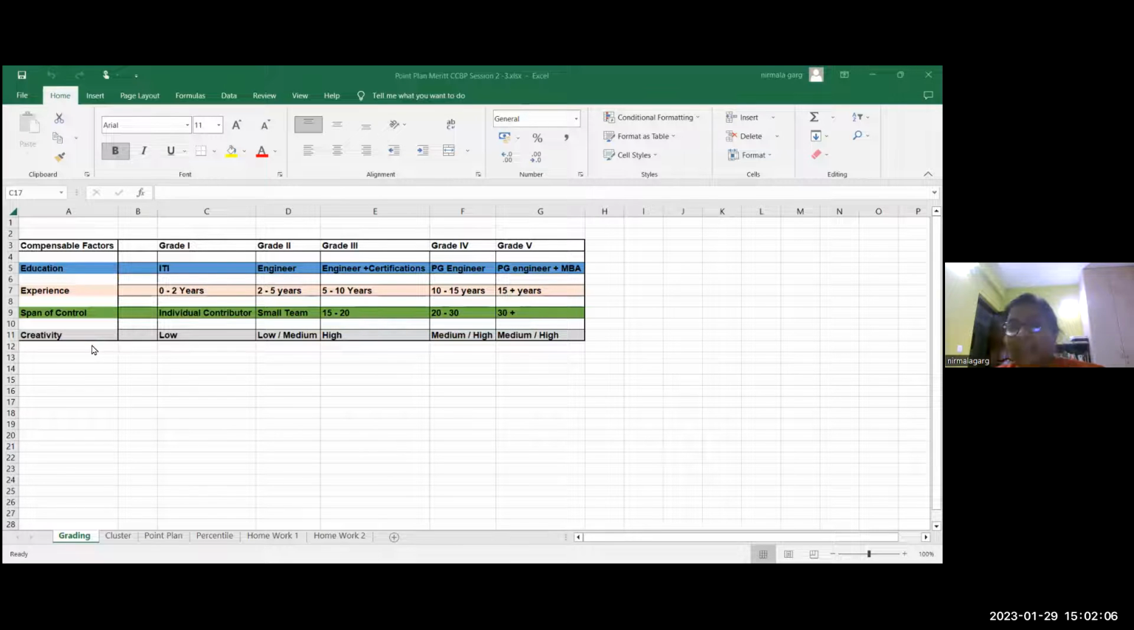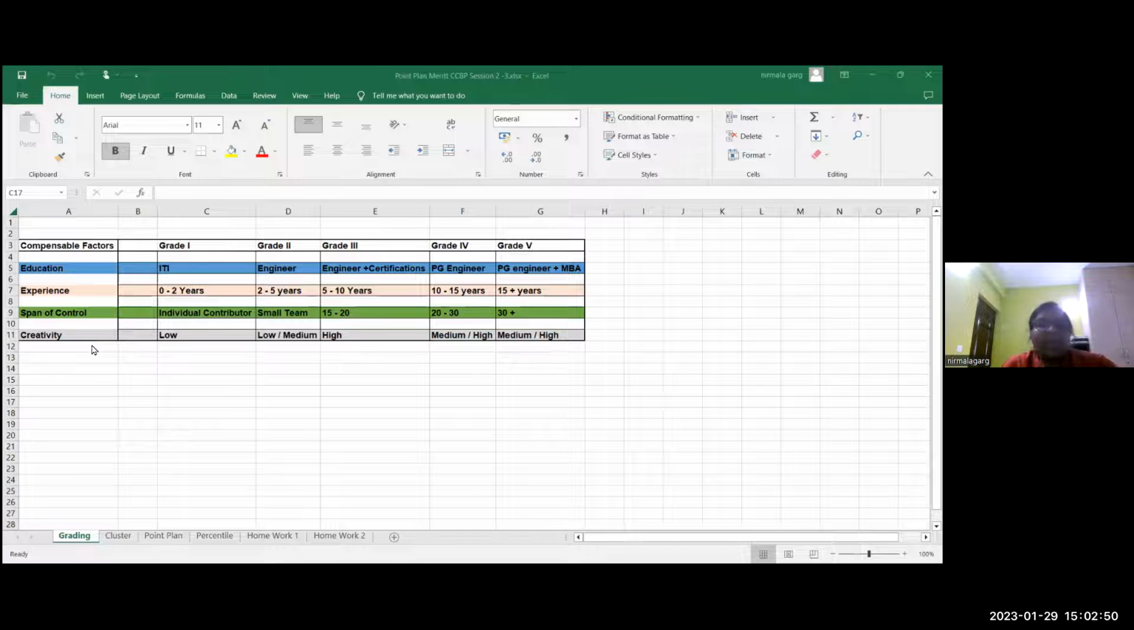Now, step 2. Then what will you do? Determine as per your requirement how many grades you want. Do you want a narrow grade system, saying 10, 15 grades, or will you have a broad band of just 4 or 5 grades? For the exercise you're going to do, please have just 5 grades. Grade 1, grade 2, grade 3, grade 4, grade 5. That means grade 1 will be the lowest and grade 5 will be the highest. Step 2 is to determine the number of grades. Very clear?